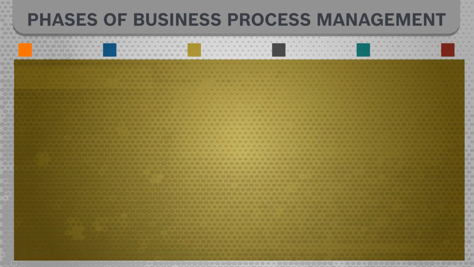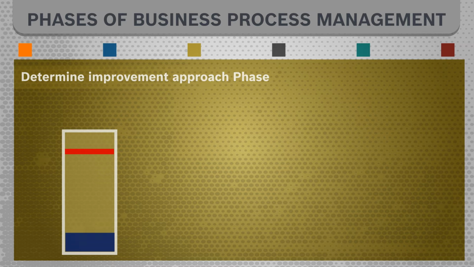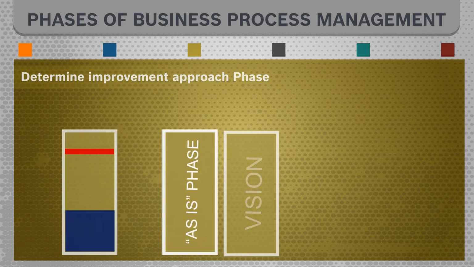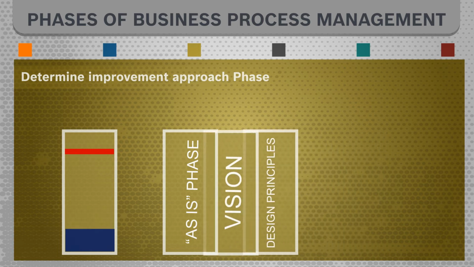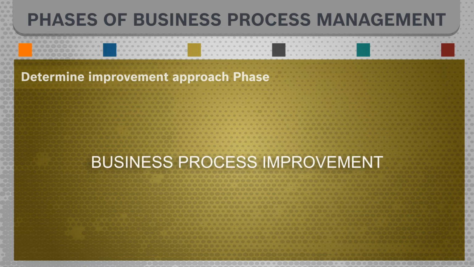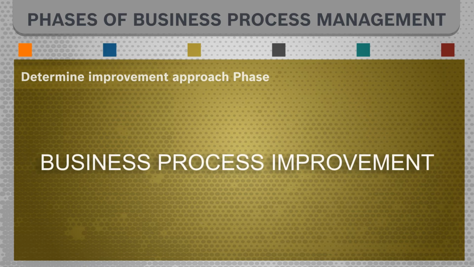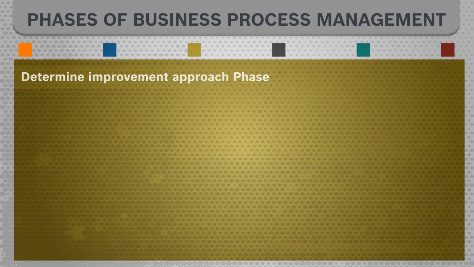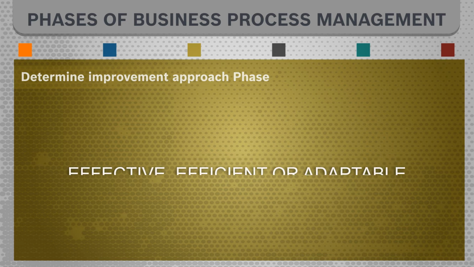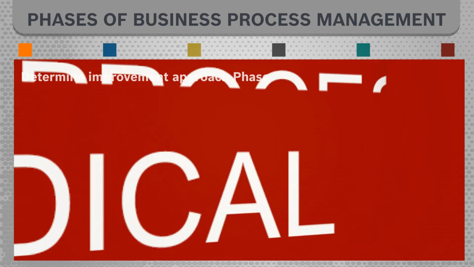Phase 3. Determine improvement approach phase. Depending on the nature of the shortfall and the gaps identified in the as-is phase, vision and design principles, a specific approach should be selected to address the real issues. Therefore, business process improvement is the changing of a business process to make it more effective, efficient, or adaptable. And this process change continuum looks as follows.